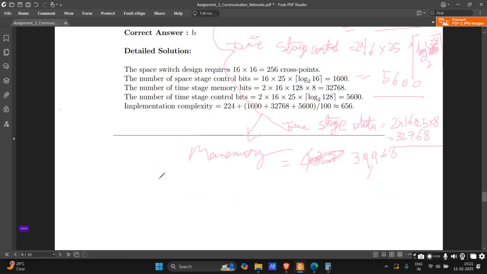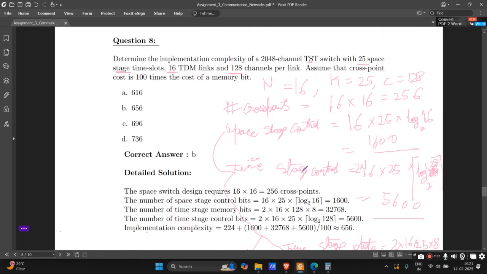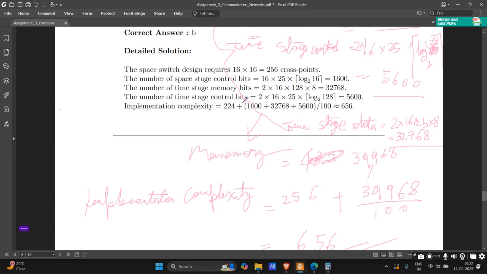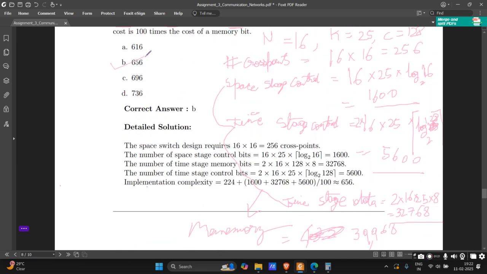So implementation complexity will be the number of cross points that we have used, that is 256 plus 39,968 divided by 100, memory by 100. So 399.68 is 400, so this will be 656. Correct answer is B.